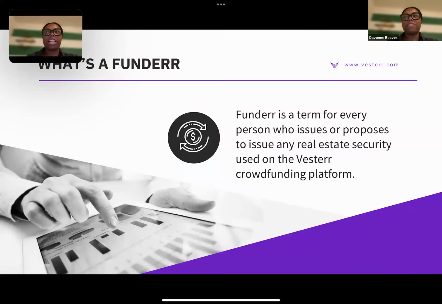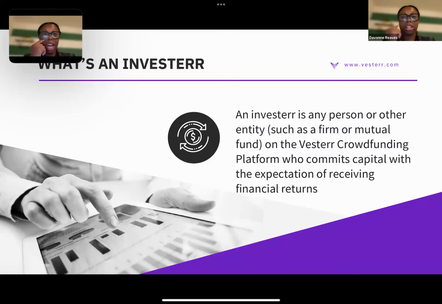So what's a funder? A funder is Vestor's terminology for issuer or sponsor. Basically a funder is someone who would issue a real estate security, and they're going through Vestor to actually raise the capital. An investor is someone who wants to actually invest into something on Vestor. So that's our terminology for investor.